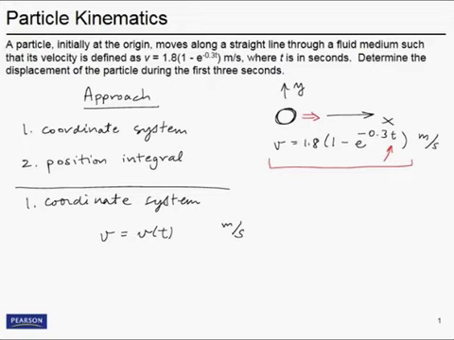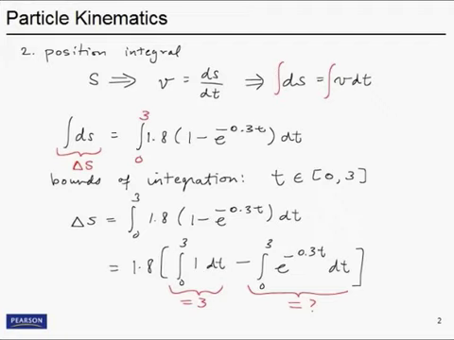So the first thing we did was consider a coordinate system, and in this case it was pretty straightforward to do. In the general case it might not be. You might have more flexibility with how you define the coordinate system. So here it just so happens that the first step was pretty straightforward. Step 2, however, defining the position integral, was a little bit more involved.